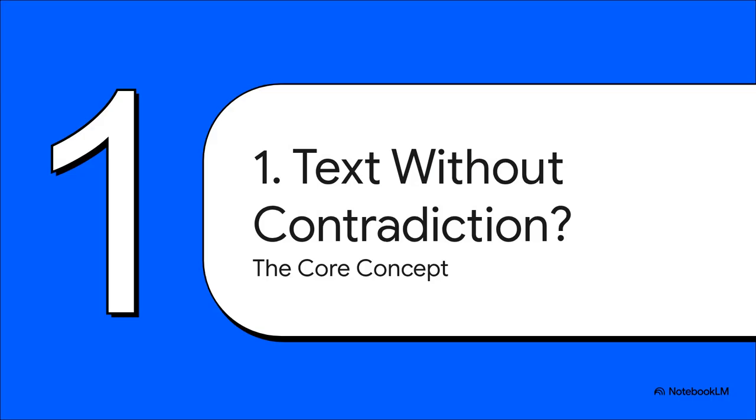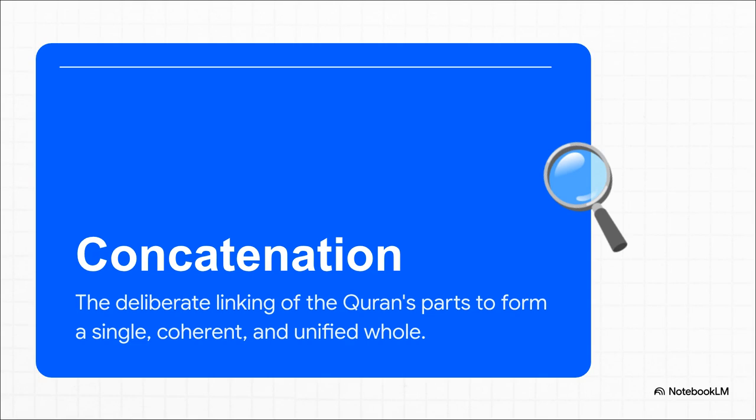Okay, so first, let's get our heads around the core concept here. The theory isn't just about the Quran having a consistent message. It's about something more tangible, a deliberate structure that's supposed to link the entire book together. And the key word here is concatenation. Think of it like a chain, where every piece is intentionally linked to the next. The idea is that chapters, verses, even numbers, they're all connected to create one single unified structure. And get this, according to this view, even something as simple as addition is just concatenation in disguise.